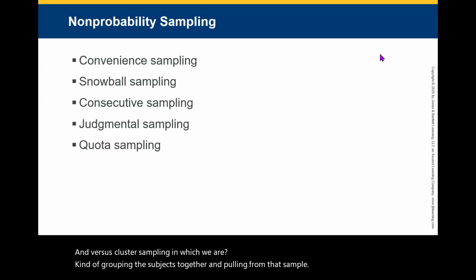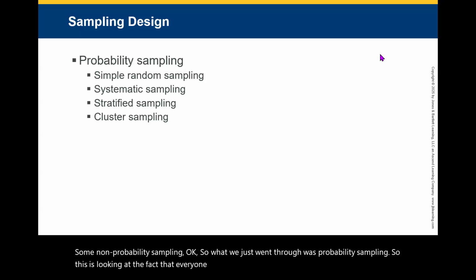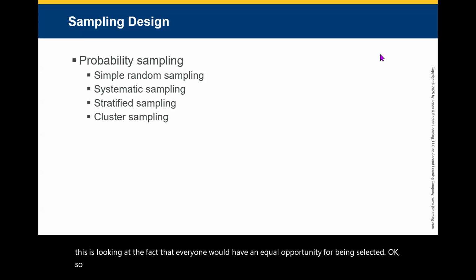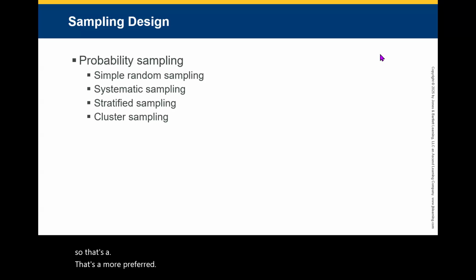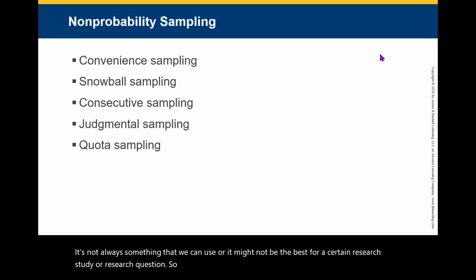Some non-probability sampling, okay? What we just went through was probability sampling. This is looking at the fact that everyone would have an equal opportunity for being selected, okay? So that's a more preferred method. However, it's not always something that we can use, or it might not be the best for a certain research study or research question. So we have other methods of sampling that are non-probability.